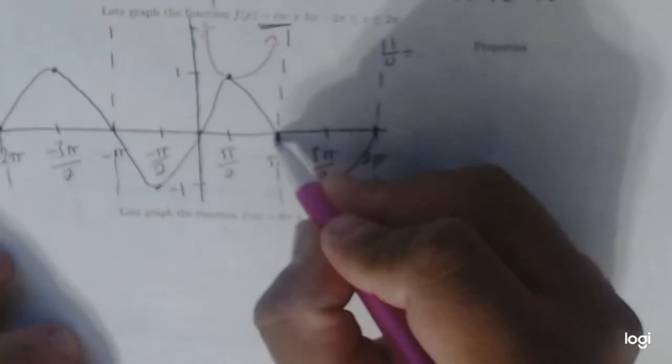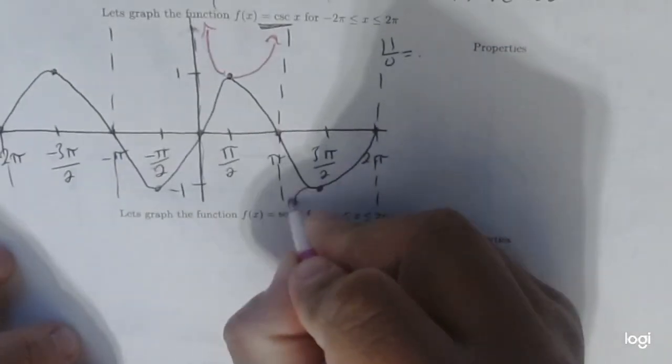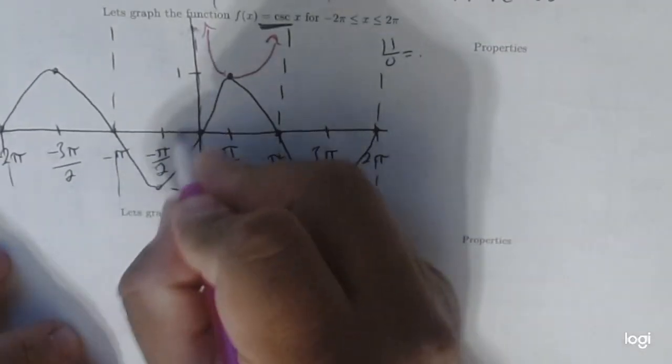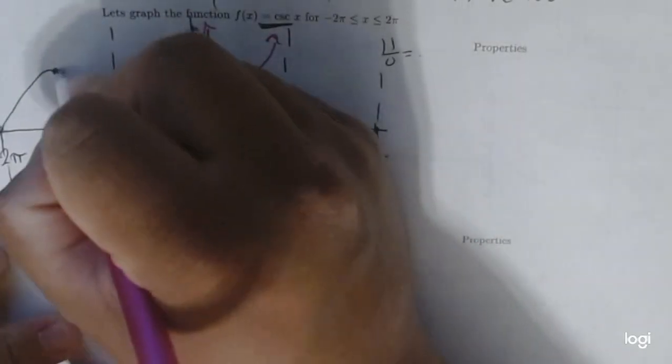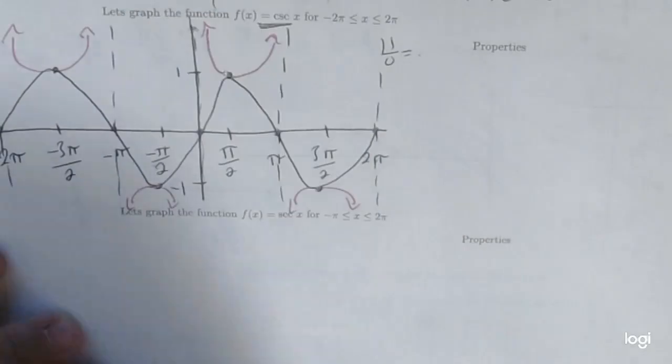So for instance here, since it's going up, this will go down. Since it's going up, this will go down. And this is going down, that means this will go up. And that's how you graph the cosecant function.